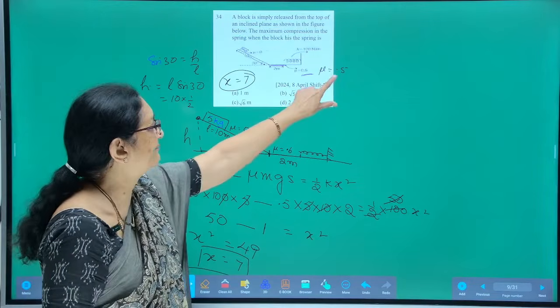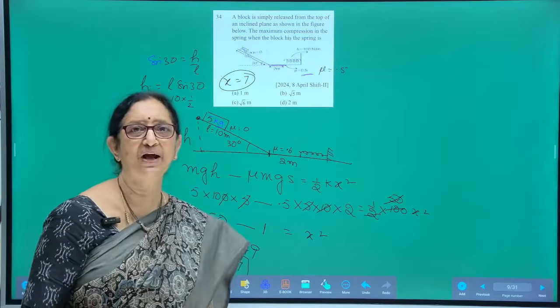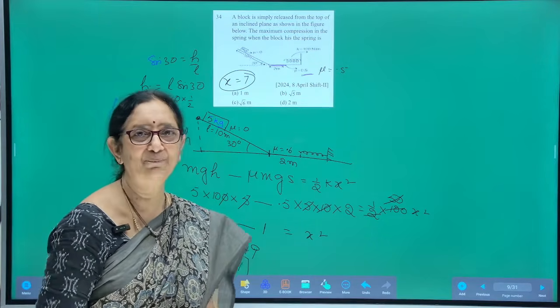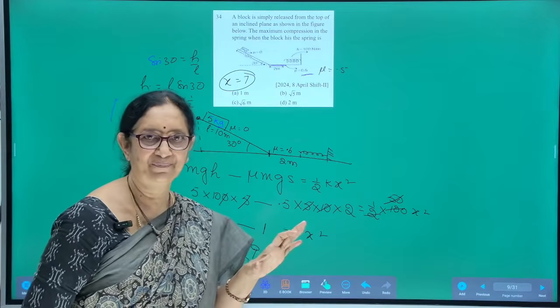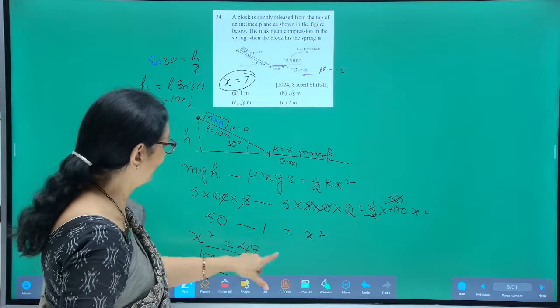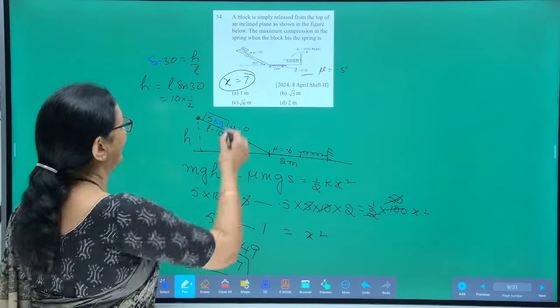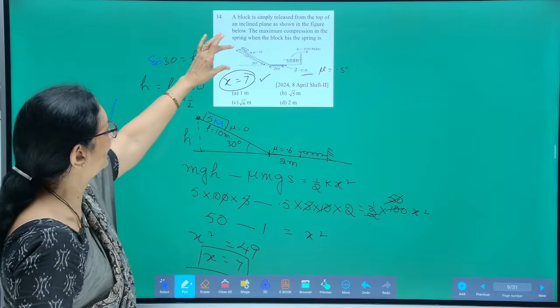Here I have taken mu as 0.5. So very obviously, if you take mu as 0.6 and g as 9.8, you will be getting the answer given over there. Okay. So here with this data, the answer is 7 meters. So here again I am telling you the concept.